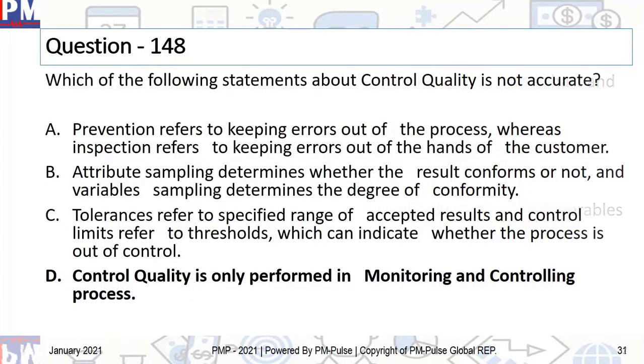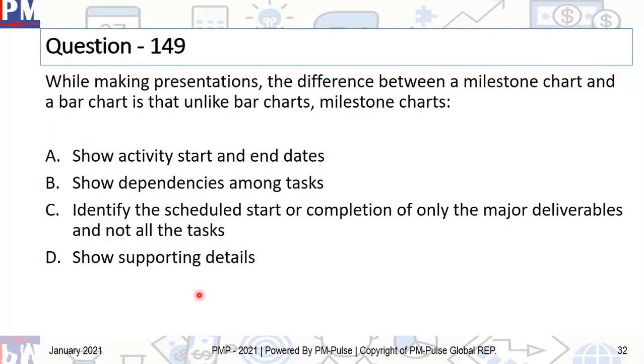All right, so let's move on to question number 149. While making presentations, the difference between a milestone chart and a bar chart is that, unlike bar charts, milestone charts: A, show activity start and end dates; B, show dependencies among tasks; C, identify the scheduled start or completion of only the major deliverables and not all the tasks; D, show supporting details.